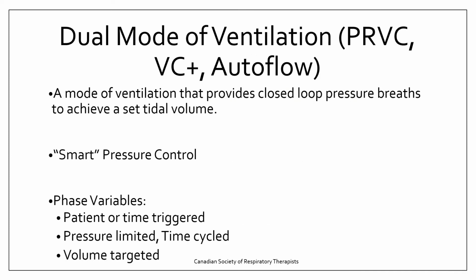Now we'll look at what we like to call a dual mode of ventilation. It may be called PRVC, or pressure regulated volume control. It could be called VC plus, or autoflow, or pressure control with a volume guarantee, depending upon what ventilator manufacturer you're using. So there are many different terms for this mode of ventilation, but essentially it's a mode of ventilation that provides closed-loop pressure breaths to achieve a set tidal volume. So really it's kind of a smart pressure control.